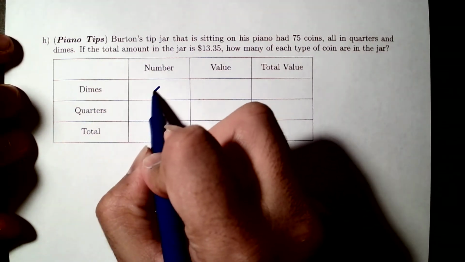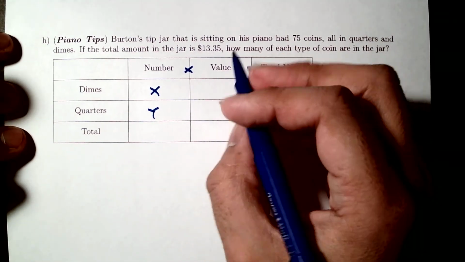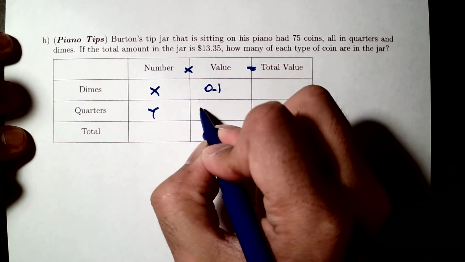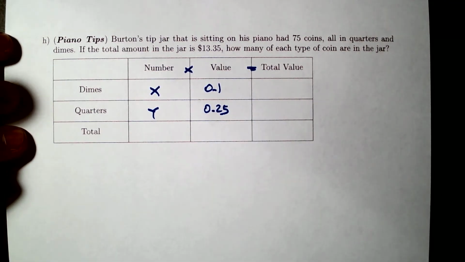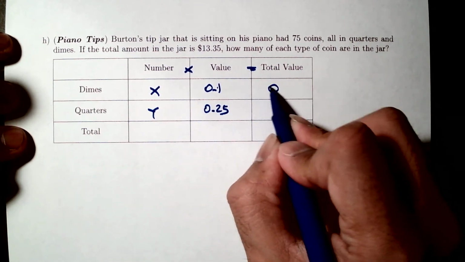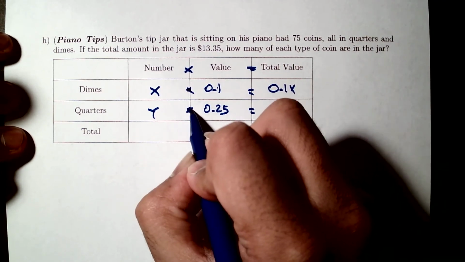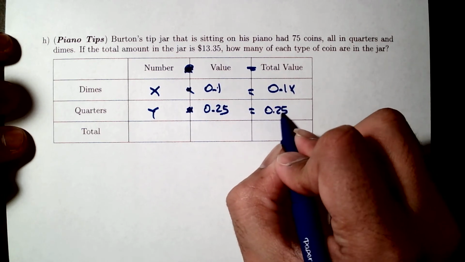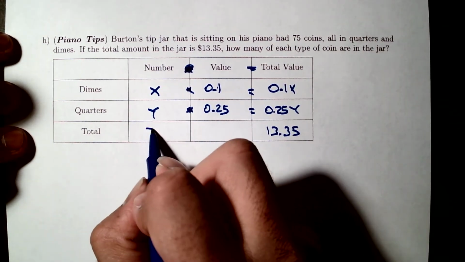So in this case, we have dimes that are x and quarters that are y. Number times value equals total value, the total amount of money. So the value of a dime is 10 cents, which is $0.10. And the value of a quarter is 25 cents, which is 0.25 in decimal of a dollar, right? So multiply 0.1 times x, that's 0.1x, and, using a dot for multiplication to avoid confusion with this x right here, 0.25 times y. The total amount of money is 13.35, and the total number of coins was 75.